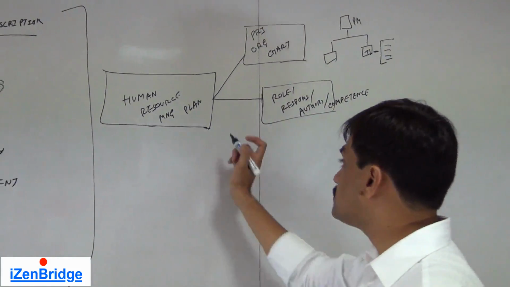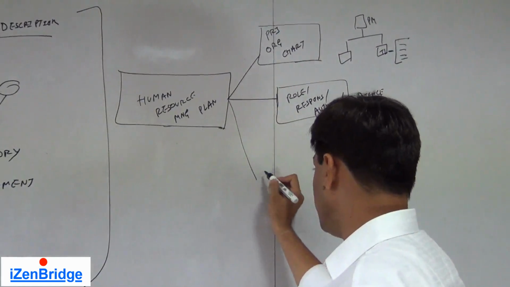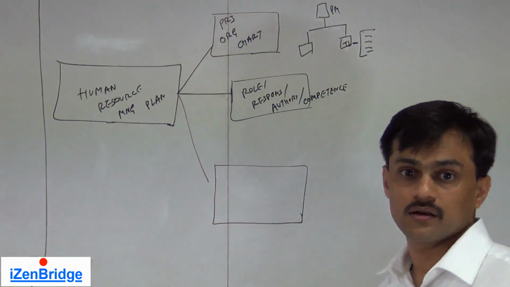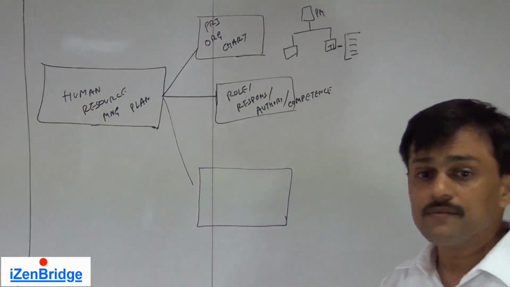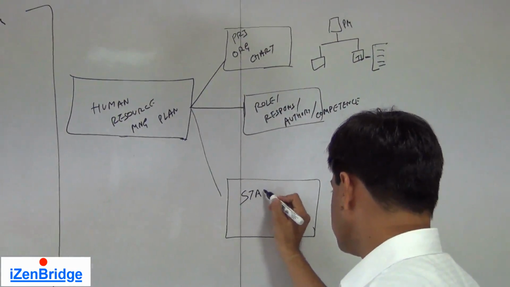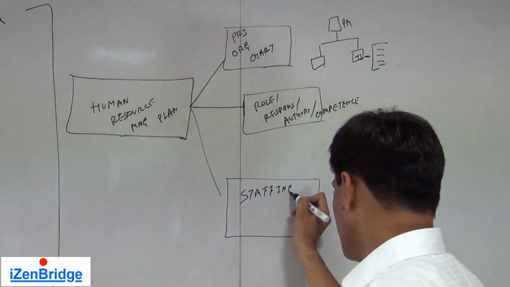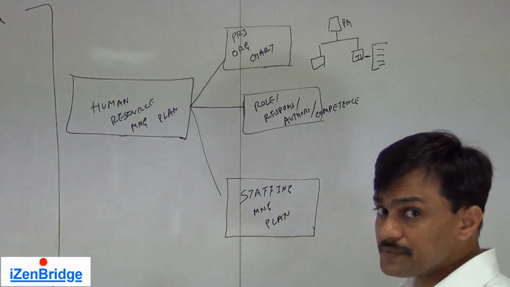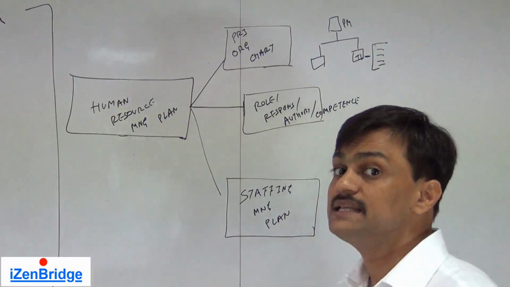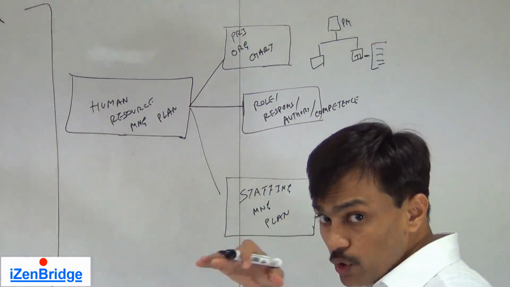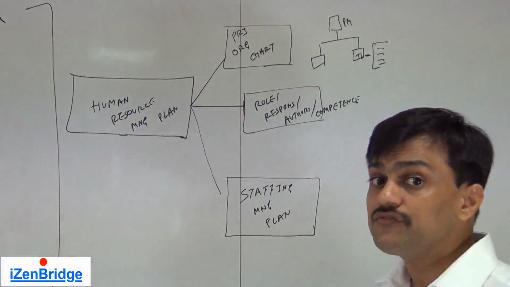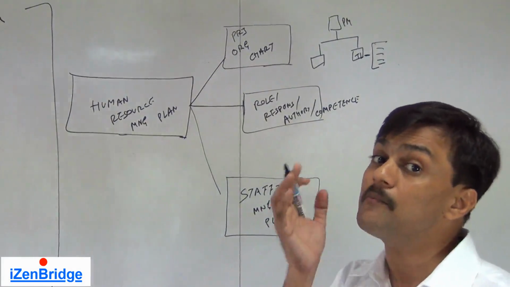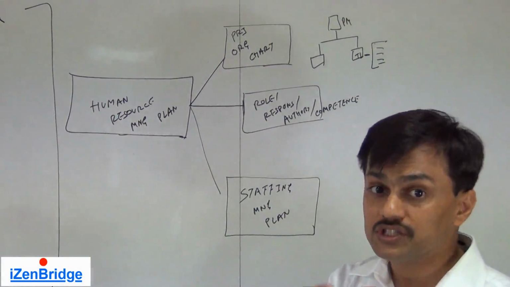A human resource management plan should also contain another plan, which is called the staffing management plan. This staffing management plan basically deals with getting the people, acquiring the people, releasing them, managing their allocation, training them, identifying a recognition and reward system for them, and identifying safety and compliance needs for these newly acquired resources.